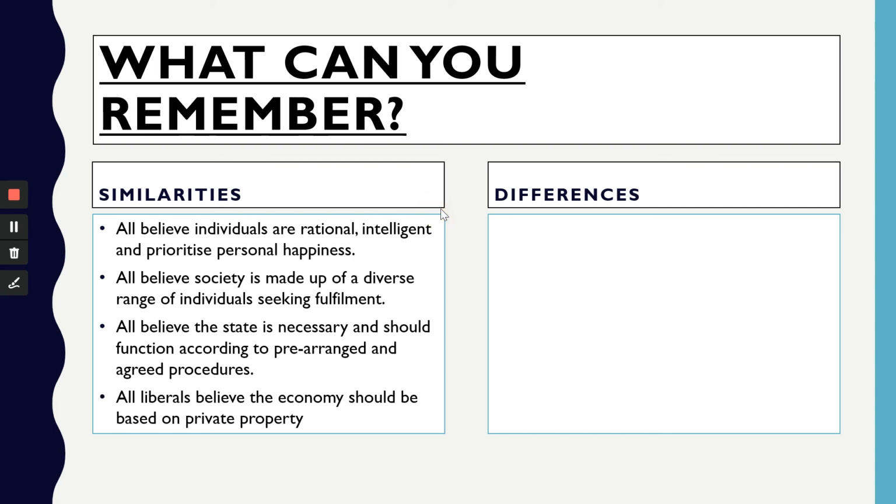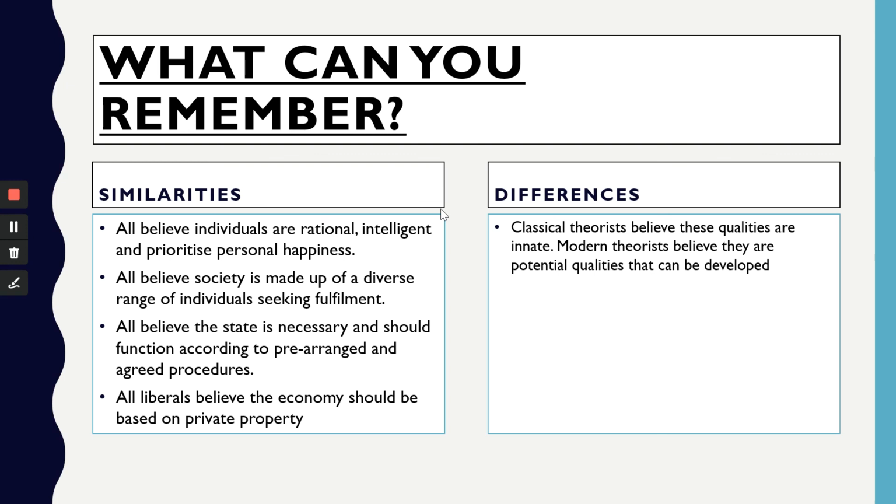All liberals believe the economy should be based on private property, and they encourage people to have private property because it's an expression of our individualism. What clothes I choose to wear, what house I buy, what car I buy is an expression of me as a person. And they think that that's a good thing because they encourage individualism, as we know.